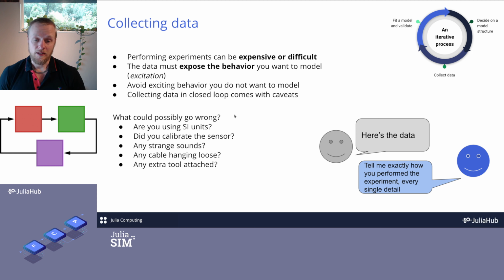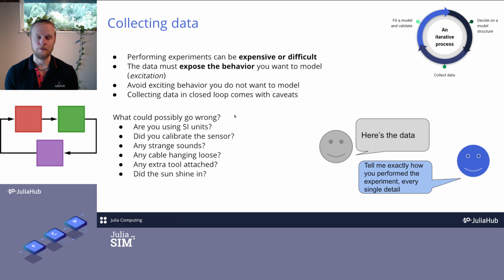Does the system have any extra tool attached at the moment? If you're identifying dynamics of a robot, there are usually things attached onto the robot. Perhaps the robot is holding a mass, perhaps it's holding a tool, perhaps there is a welding gun attached on top of the robot or something like that. And all of these things can add additional dynamics that you need to be aware of when you build and estimate the model.